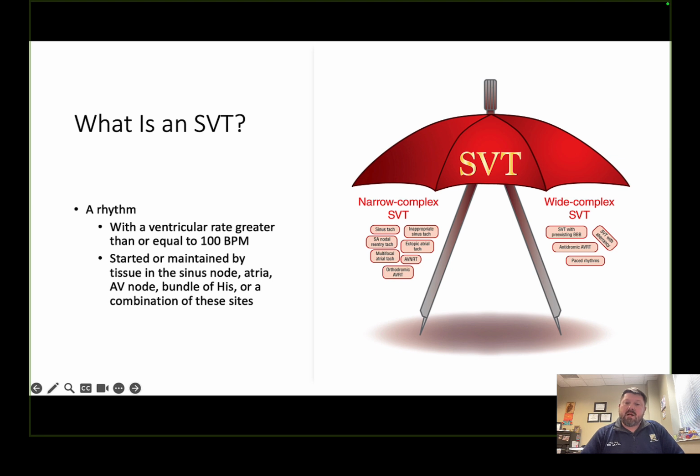SVTs are broken down into narrow complex tachycardias and wide complex tachycardias based on the width of their QRS intervals. Narrow QRS complexes are less than 0.12 seconds. Narrow complex SVTs are narrow because the ventricular depolarization wave depolarizes the ventricle using the normal electrical conduction system. And if you have a wide complex, it's because we're not using the normal conduction system. So technically, supraventricular tachycardia is any tachycardia that essentially originates from the bundle of His up, but not in the ventricles themselves.